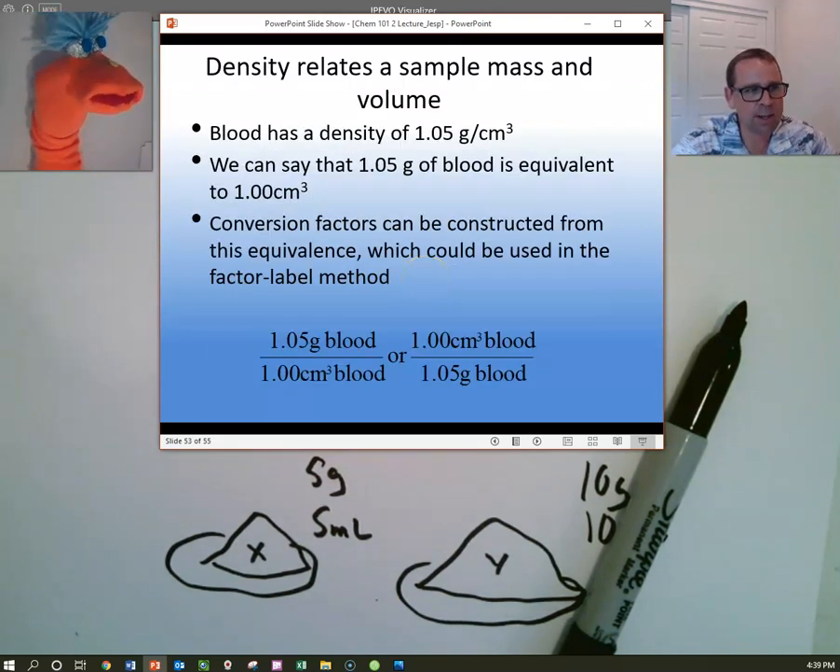Now, let's use our density as a conversion factor. Blood has a density of 1.05. Don't talk about blood. What? I get kind of sick if you talk about blood.